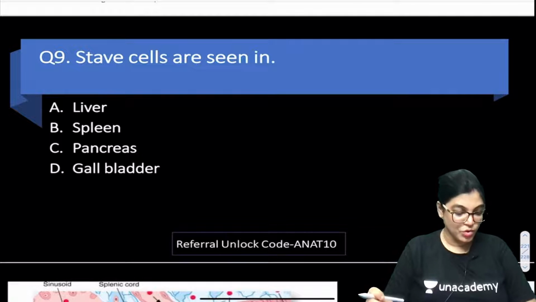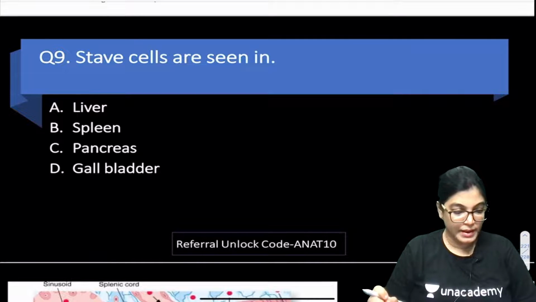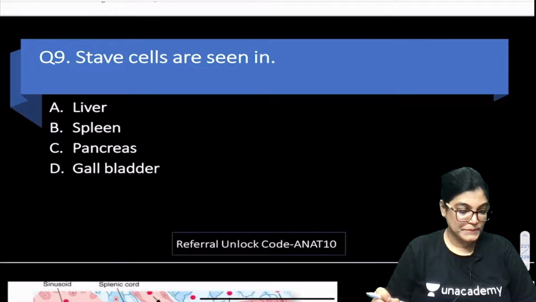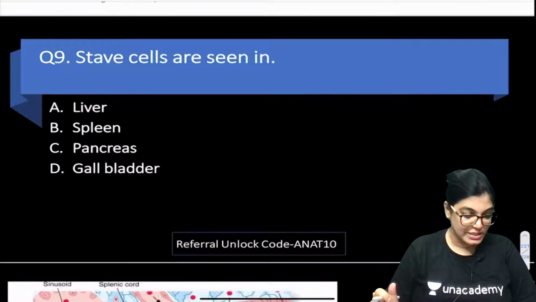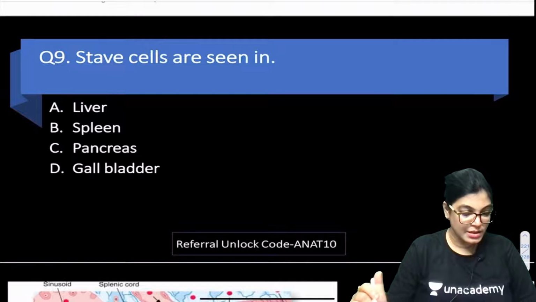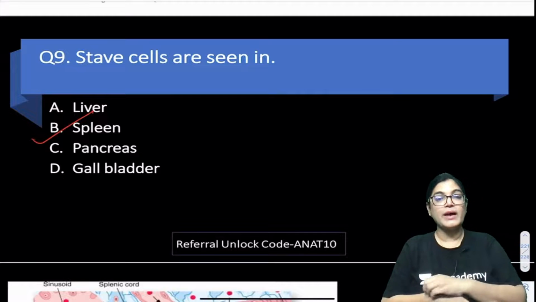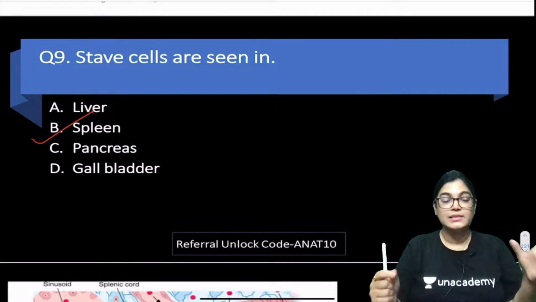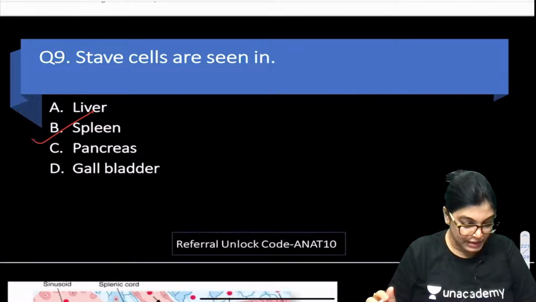Okay, waiting for others. Whether it is A, B, C or D. So Srija has given the right answer. The correct answer is spleen. Srija, you have given an absolutely right answer. Yes, spleen is the correct answer. Barrel cells of spleen.